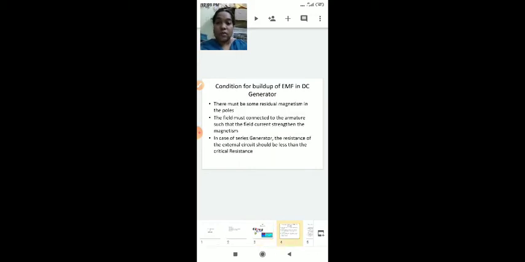Now, the conditions for buildup of EMF in a DC generator. What are the conditions for buildup of EMF in DC generators? There must be some residual magnetism in the field poles. In the field poles there is a small initial EMF induced, as we observed in our characteristics study of DC generator in yesterday's video. That small induced EMF is produced by some residual magnetism. The field must be connected to the armature such that the field current strengthens the magnetism.